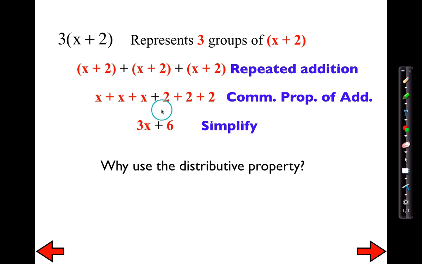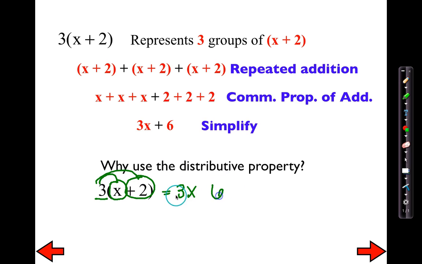So that's an option. Now using the distributive property, all I would have to do is say, okay, I'm distributing a 3 to x and a positive 2. So 3 times x is 3x. 3 times 2 is 6, but notice I need to determine the sign. Is it plus? Is it minus? Since it's a positive 3 times a positive 2, that's going to be a plus 6. Notice this is a lot quicker than writing this all out. So it does help us a lot.